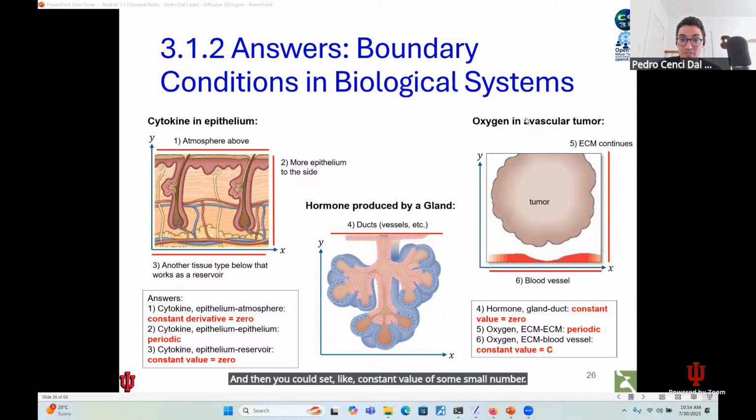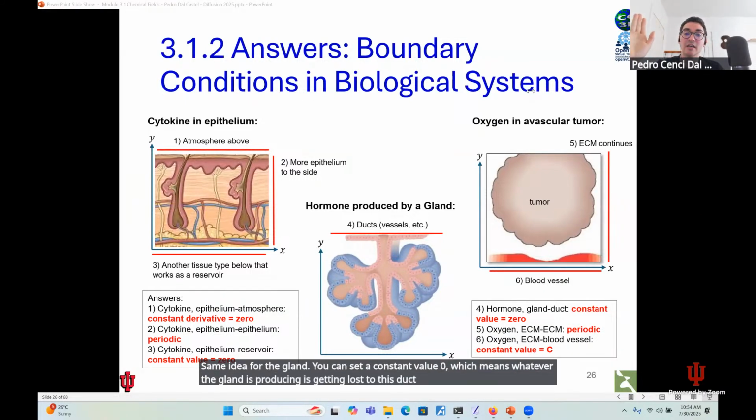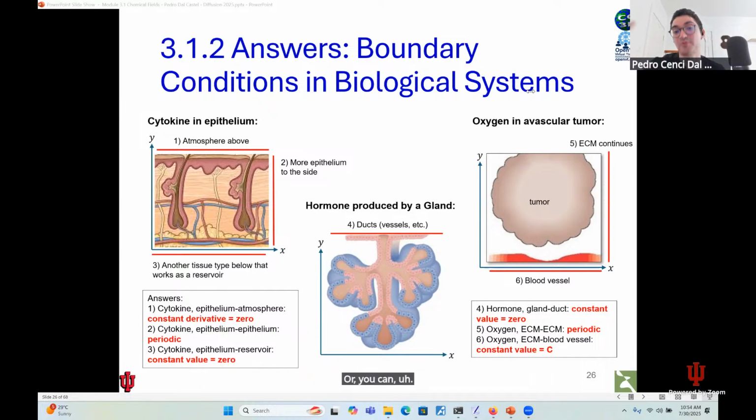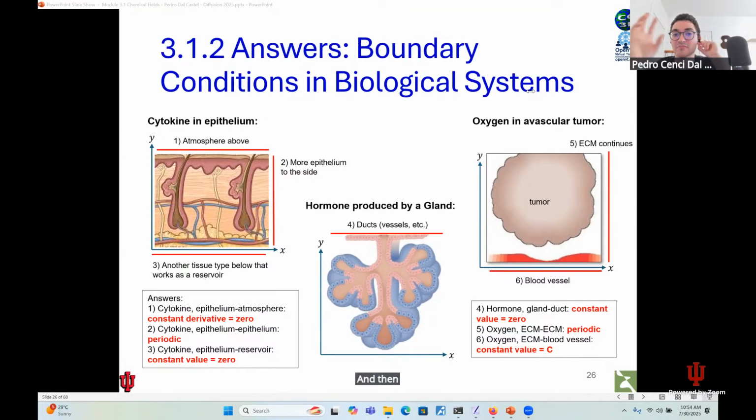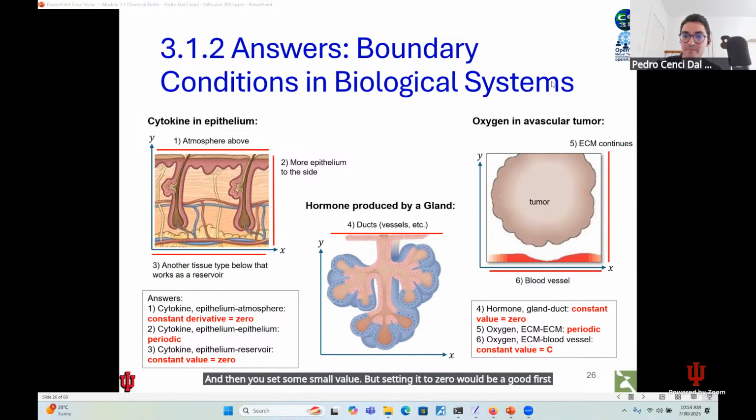Same idea for the gland. You can set a constant value 0, which means whatever the gland is producing is getting lost to this duct. Or you can, for example, from experiment, get the average concentration of this hormone in this duct, and then you set some small value. But setting it to 0 would be a good first approximation.